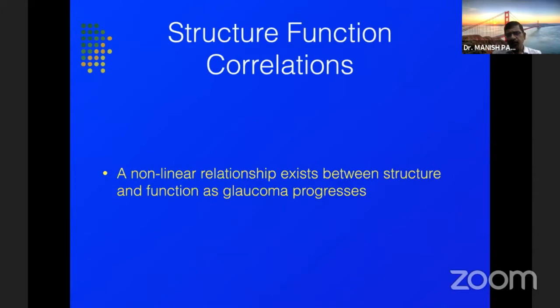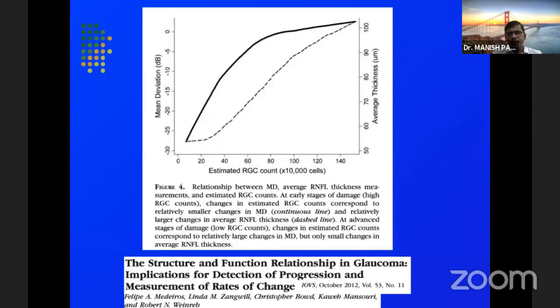And if we talk about OCT and visual fields, a non-linear relationship exists between structure and function as glaucoma progresses. This is not a linear relation. So if we look at this graph from the right side to the left side, the estimated RGC count is more on the right side as compared to the left side. And we see the mean deviation in the top arrow and the RNFL below. And we see that the mean deviation does not change as much as the RNFL in the initial stages of the disease when the RGC count is better.